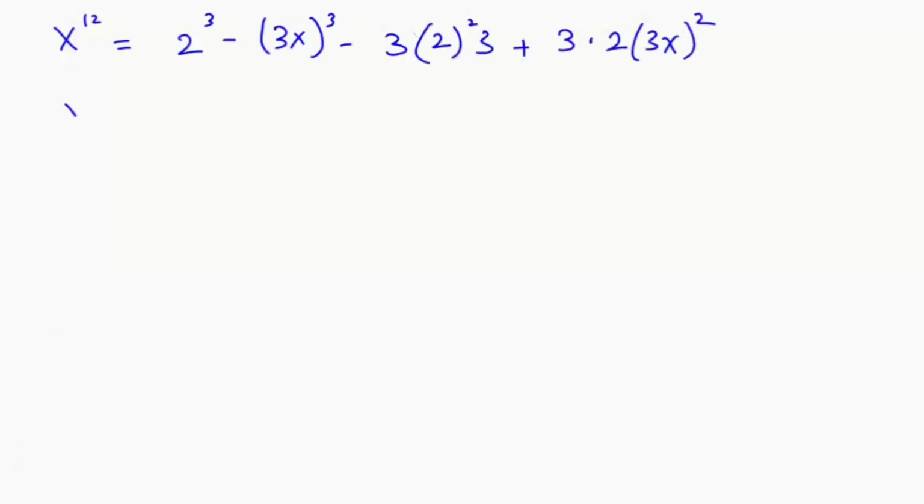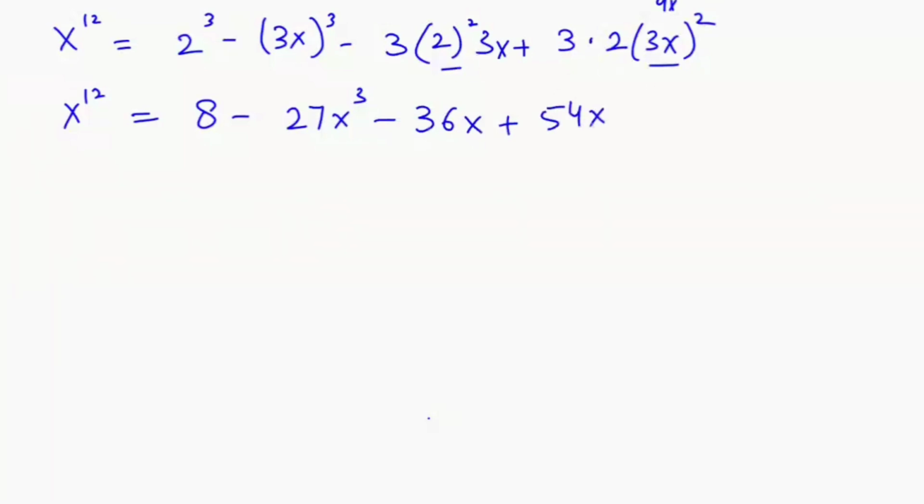This I am going to simplify further. x to the power of 12 will be equal to 8 minus 3 times... gives us 27x cube minus, and here we have 4 times 3, which gives us 36. And here x is remaining, I forgot to write x. x plus this 3, 2 times, and here we have 9x squared. So we'll get here 54x squared.